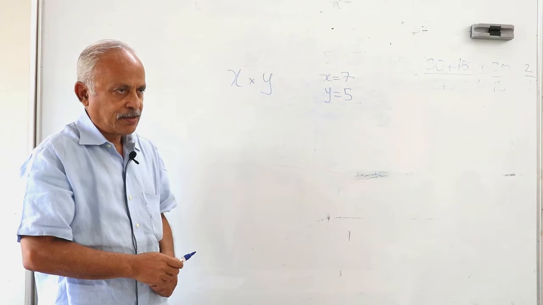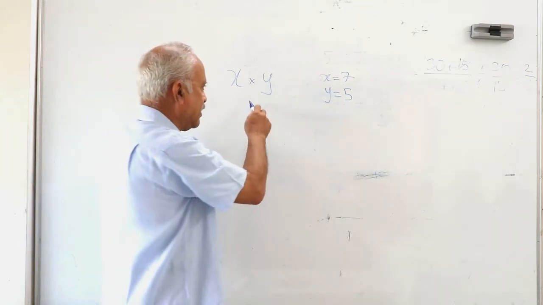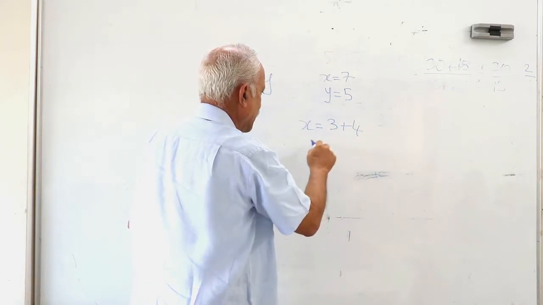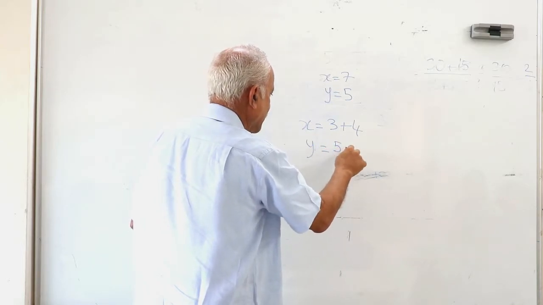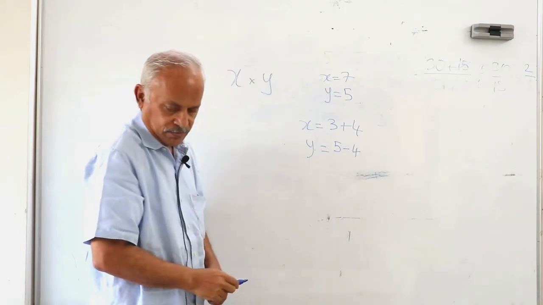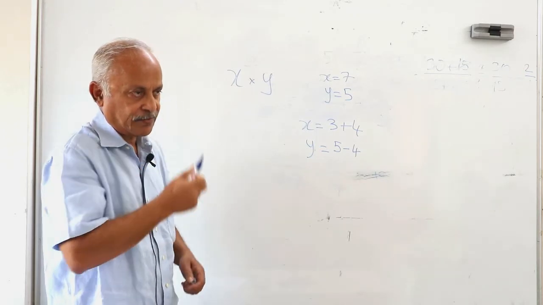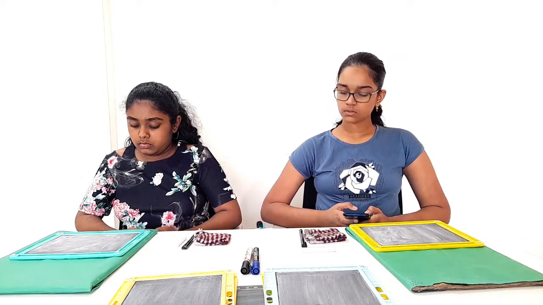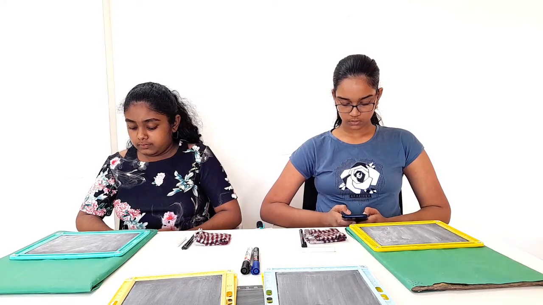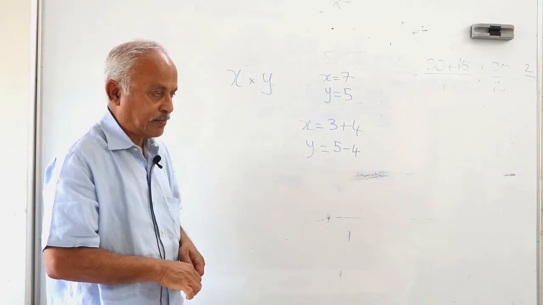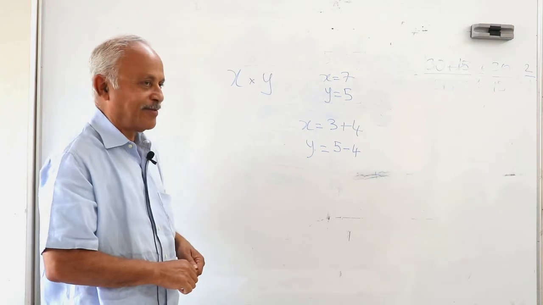Now, the next problem is, you take again x into y, take x equal to 3 plus 4 and y equal to 5 minus 4. Do it on your calculator. What answer do you get? 19. 19. Okay. Nandita, what did you get? 19.